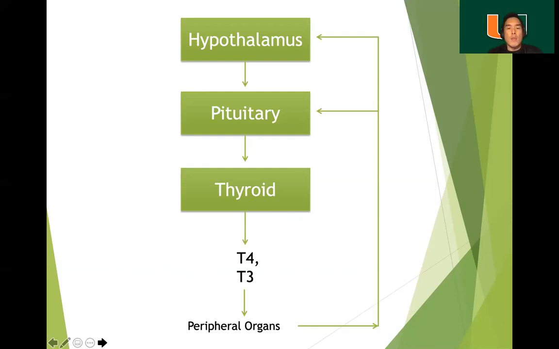Then the TSH stimulates the thyroid gland to secrete T4, which is thyroxine, and T3, which is triiodothyronine. So T4 and T3. Then T4 and T3 bind to peripheral organs, which then provide a feedback loop. The majority of circulating thyroid hormone is T4. There's a fraction of T3 that is produced by the thyroid gland, but the majority of T3 occurs by peripheral conversion.